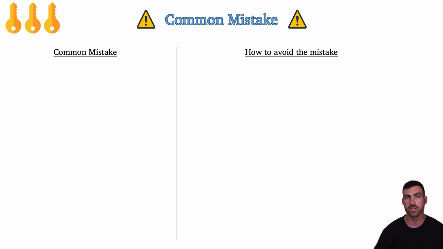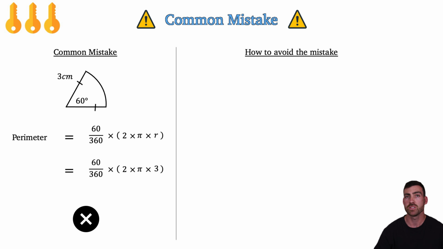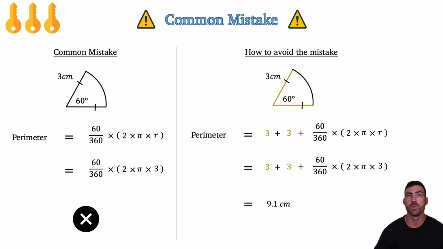Here's the final warning, the most common student mistake. Here's where students lose marks. Let me highlight this mistake so that you can avoid it. The mistake is that they obsess over the arc length and they completely forget to add the other sides of the shape. Remember, perimeter means the total distance around the shape. So here's a simple trick. Write in the other side lengths in your working from the start. That way you can't forget them and you guarantee full marks.